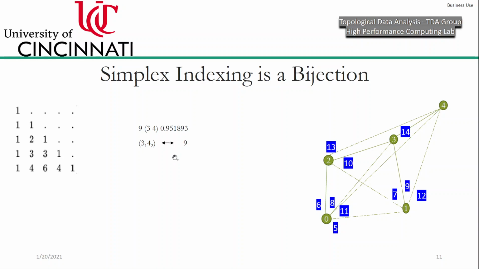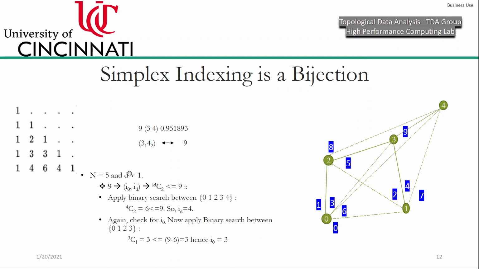Now, how do you get 3, 4 from 9? We'll just do a reverse operation. For this we need the number of points that are there in the point cloud. Right now we have 5 points, and this is a simplex in dimension 1. So you know how many points there are, 0, 1, 2, up to some dimension that we have. Right now we have 0 and 1.